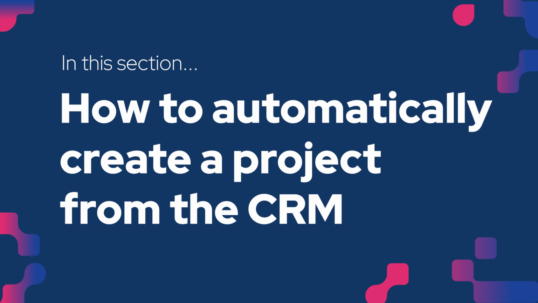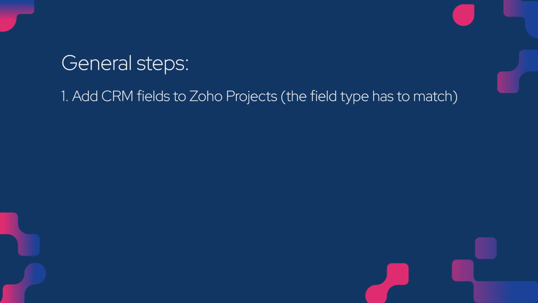In this section of the video, I'm going to go over how to automatically create a project from the CRM. For example, every time we win a deal, we want to create a project in Zoho Projects. In the description, I'm going to link a blog post and a video that goes over how to set up the automation in detail. But here are the general steps. First, you have to make sure that all the fields you want to map from the CRM have been added to Zoho Projects. The field type has to match.